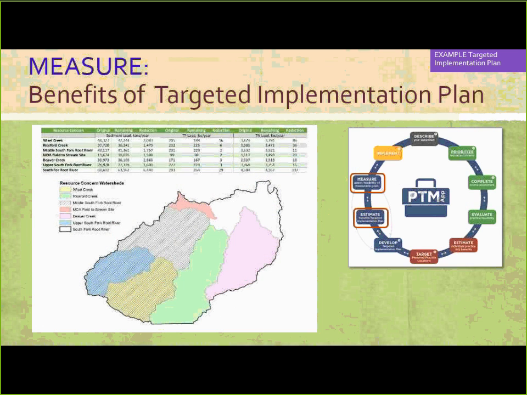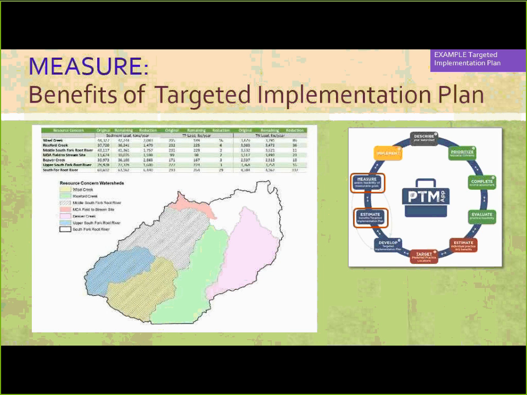And at the end of the day, you can take all those practices, run them through the treatment train approach in PTMApp, and get estimates of the load reductions and the yield reductions on an annual average basis for sediment, total phosphorus, and total nitrogen at multiple spatial scales. And that's what this table represents in the colors on this graphic.